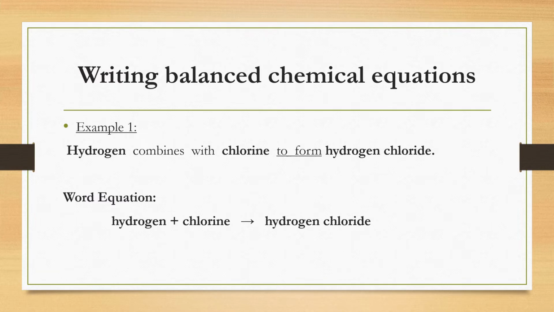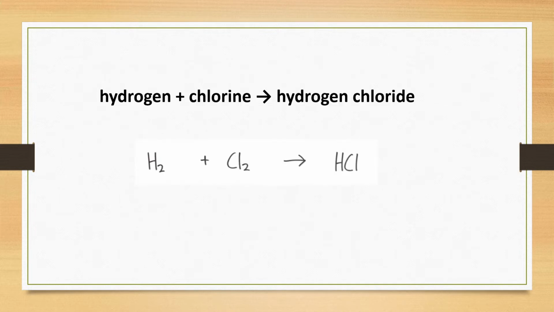Let's consider the reaction between hydrogen and chlorine to form hydrogen chloride. The word equation for this reaction is hydrogen plus chlorine gives hydrogen chloride. We are going to use this word equation to write the chemical equation for the reaction. To do that, we must use symbols and formulae to represent the reactants and the products.